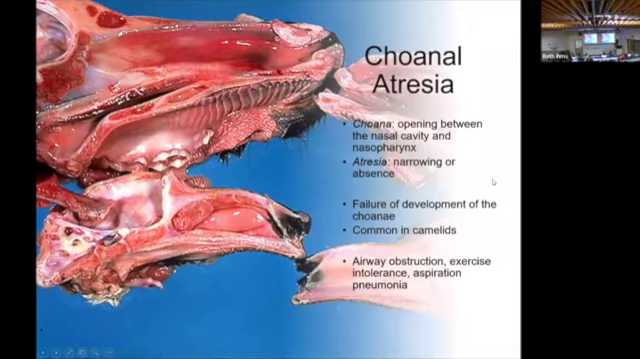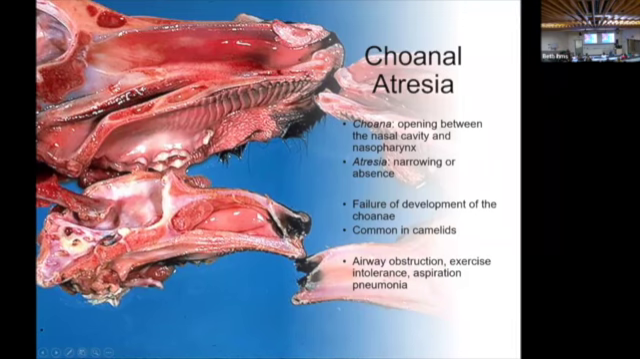Choanal atresia. So this is a mechanical congenital obstruction of flow. Your choanae are the openings: the rostral choana is your external opening, and then you have an internal choana, which is the opening between your nasal cavity and your nasopharynx. So this is a normal animal. You can see there's an opening right here, goes from the nasal cavity to the nasopharynx back here.